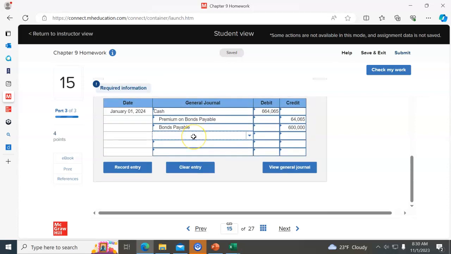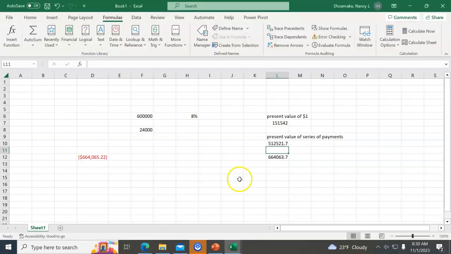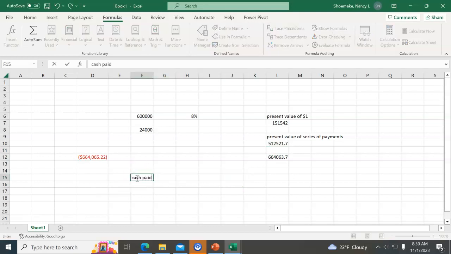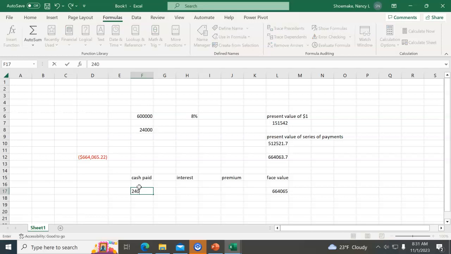Then what we want to do is create an amortization schedule because that's just the way it helps me. So we'll have cash paid. We'll have interest, premium, face amount or current value, face value. Okay. And this is 664,065. What is the amount that we get each period? Is 24,000?